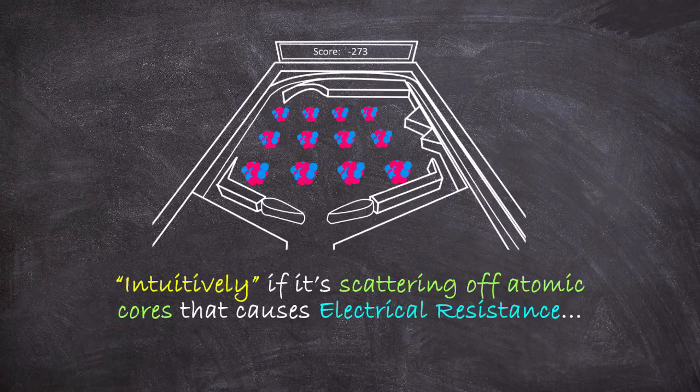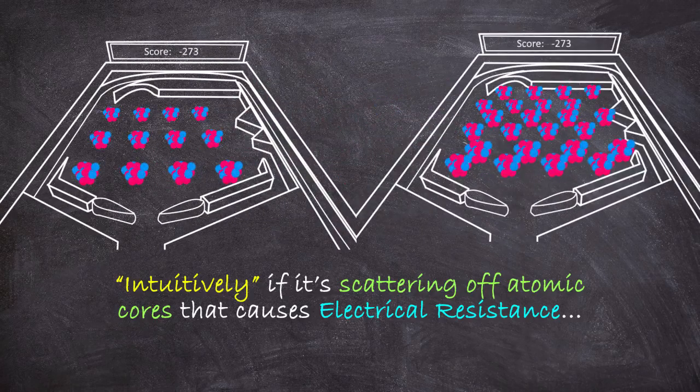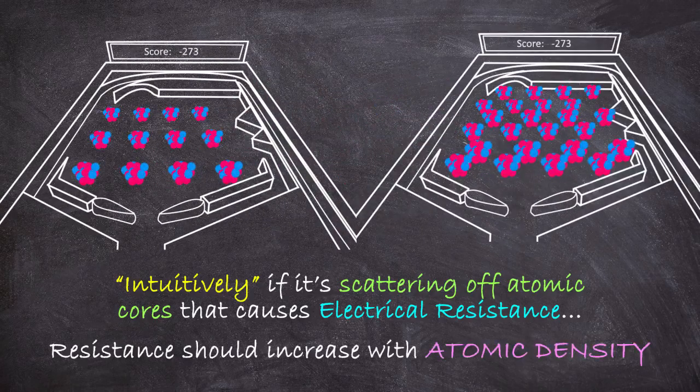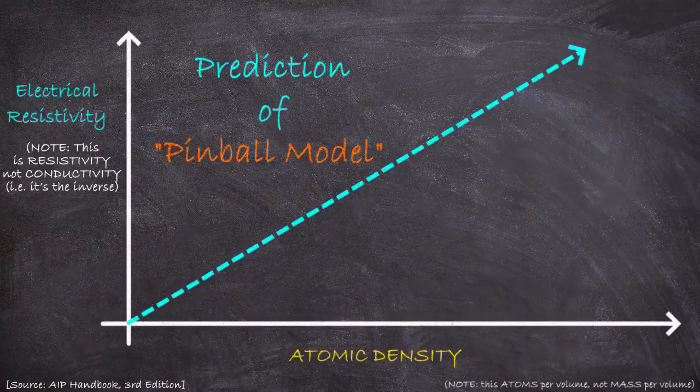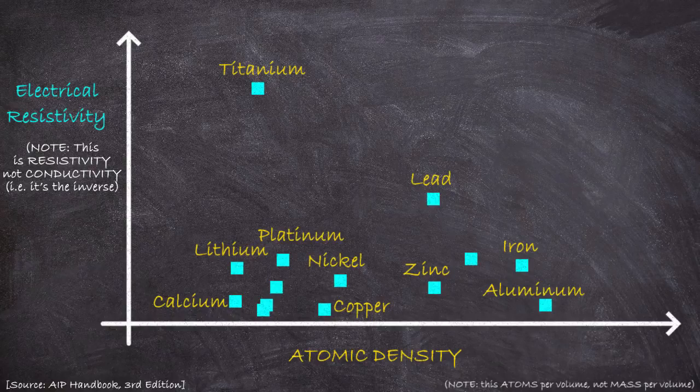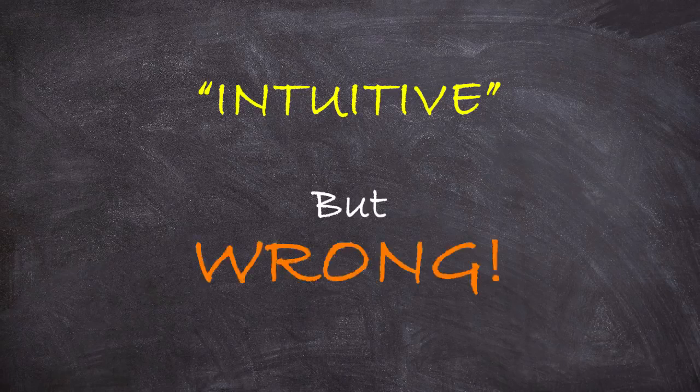For example, if it's the randomizing effect of these ionic core bumpers that's impeding current flow, then we obviously expect that the more bumpers there are, in other words, the more dense a material is, the lower its conductivity should be. More things to hit per unit volume means flow is more difficult. Seems pretty straightforward. Except, if I actually were to plot the density of various metals versus their conductivity, I don't see any negative trend. In fact, I don't really see any trend at all. So in that case, this model may be intuitive, but it gives the wrong intuition.